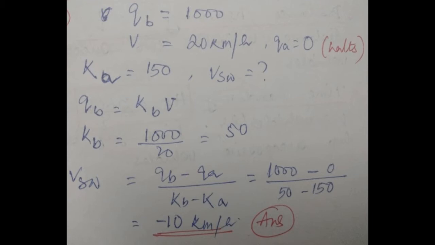Now velocity of the shock wave is equal to QB minus QA divided by KB minus KA. Just now we have seen the derivation. So QB is equal to 1000, QA is equal to 0, KB is equal to 50 and KA is equal to 150. If we put the values, we get the answer as minus 10 km per hour.